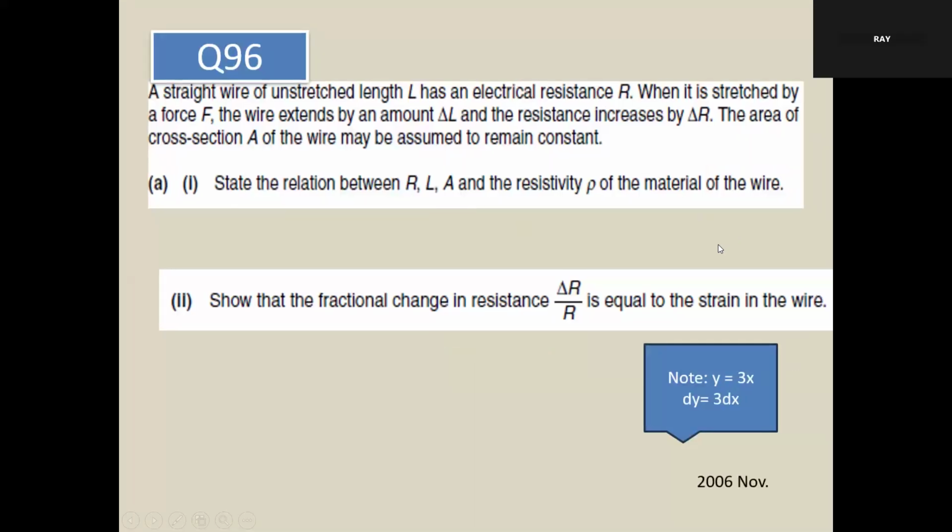Okay, let's try a structure question before we go to DC circuit.